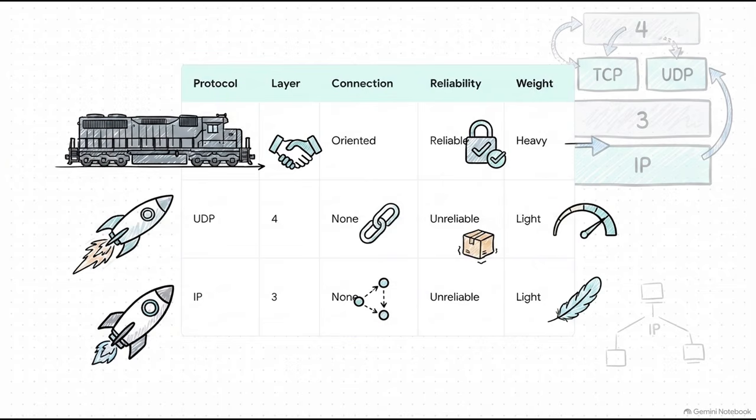You might also notice that the foundational IP protocol sitting down at layer 3 is a lot like UDP. It's connectionless, unreliable, and lightweight. And honestly, this is a brilliant design choice. By keeping layer 3 incredibly fast and simple, the network itself doesn't get bogged down. It leaves all that heavy lifting of error checking up to layer 4, allowing the entire system to scale massively.